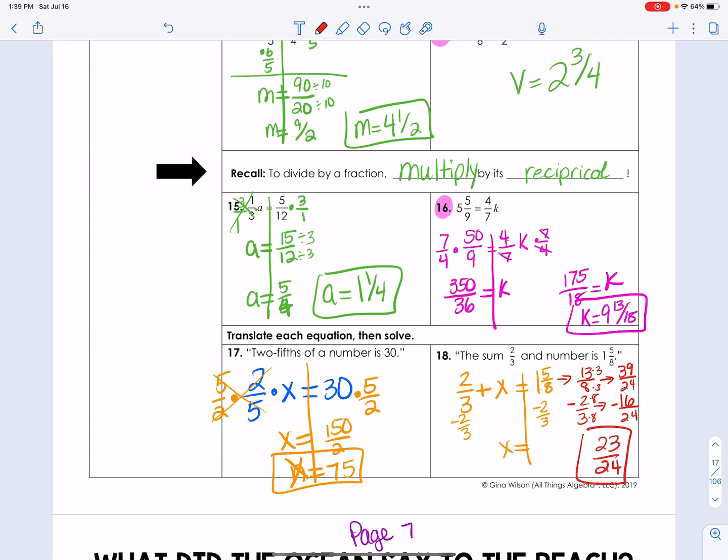A lot of fraction work in that problem. So please let me know if you need help with any of these answers.